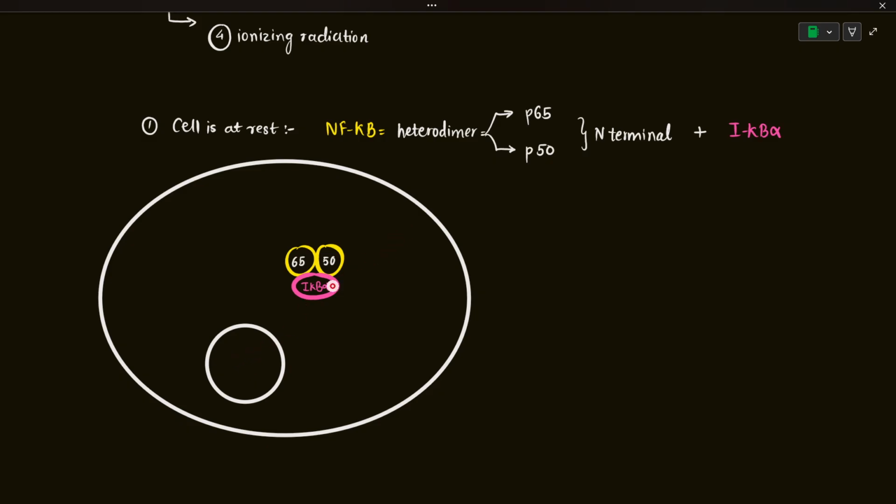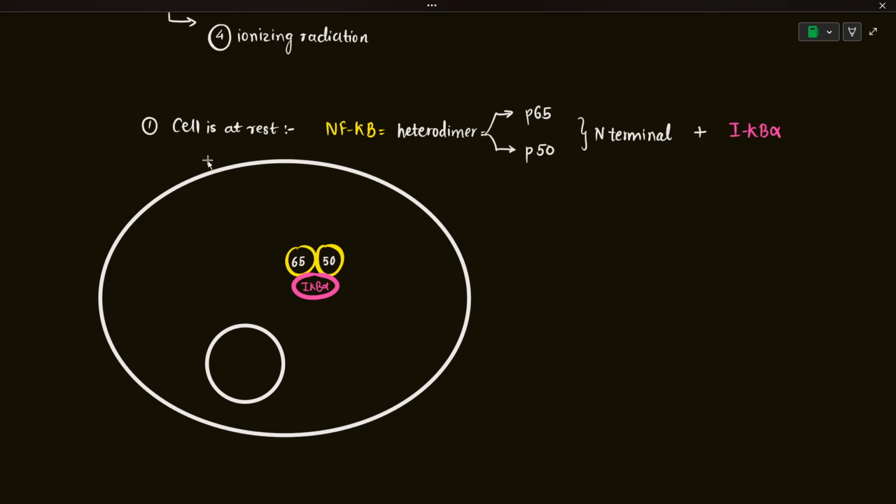Okay, so this is how the inhibitor of kappa B is going to keep the NF-kappa B inside the cytoplasm in its inactivated condition. So this is what happens when the cell is at rest.